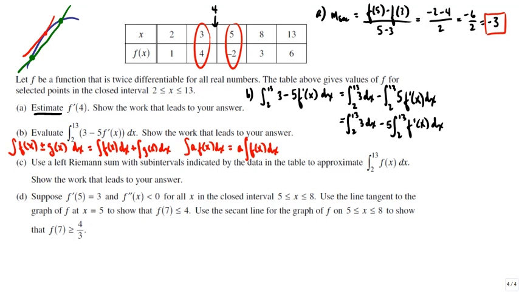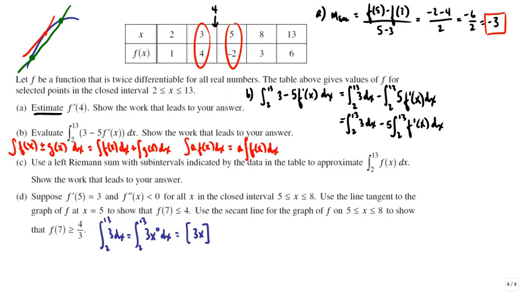Next, integral from 2 to 13 of 3 dx. This can be looked at in two different ways. We can look at it algebraically and see that that 3 is really 3 times x to the 0 power. Then when we perform the power rule for integrals, we're going to increase the exponent to 1 and divide by 1. And so that's going to give me 3x.